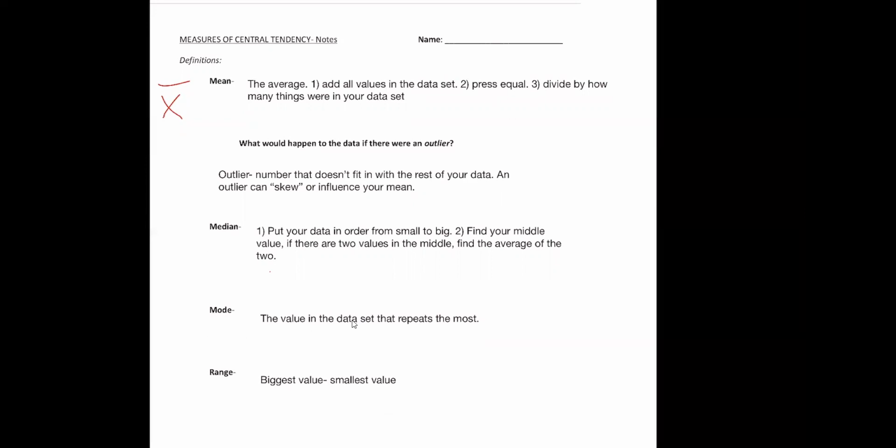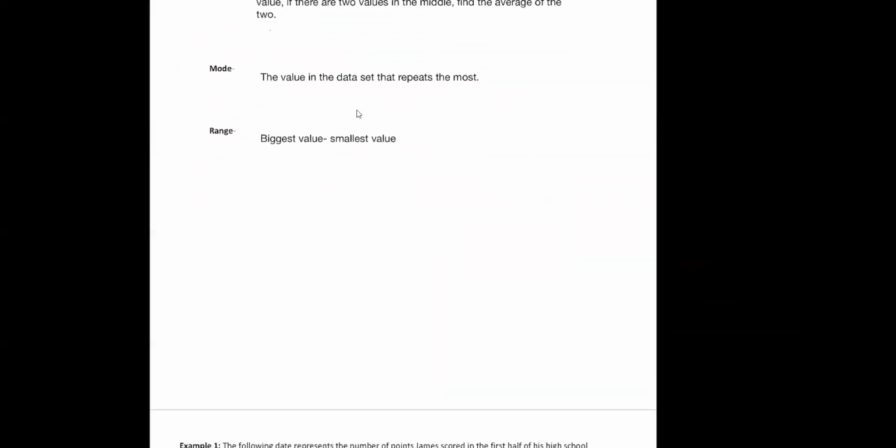value in your data set that repeats the most. If you have a number that happened a lot of times in a data set, that's your mode. To find your range, it's your biggest value minus your smallest value. To be honest, we're mostly going to be focused on the mean and median when it comes to measures of central tendency, but I figured I'd talk about the mode and range really quick, since maybe you'll see that.